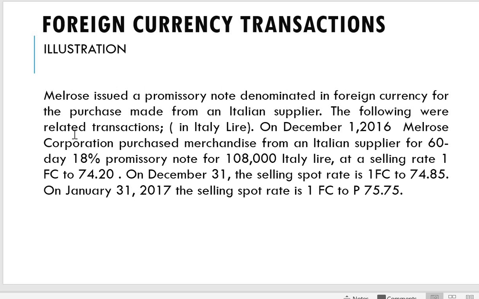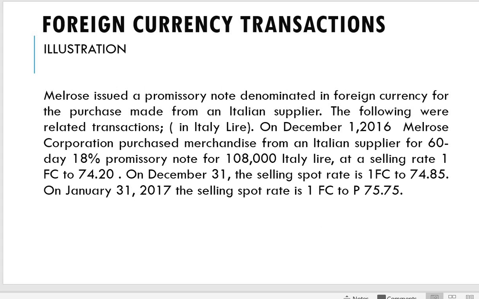transactions in Italy lire. On December 1, 2016, Melrose Corporation purchased merchandise from an Italian supplier for a 60-day 18% note for 108,000 Italy lire at a selling rate of 1 foreign currency to 74.2. That's on December 1. On December 31, the selling spot rate is 1 foreign currency to 74.85. And then on January 31, 2017, the selling spot rate is 1 foreign currency to 75.75.